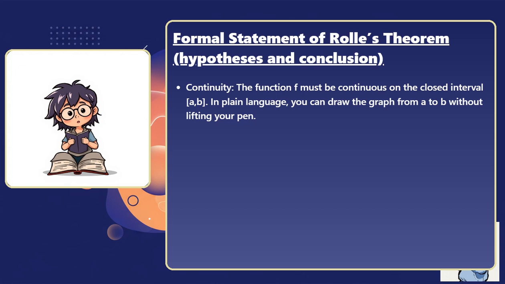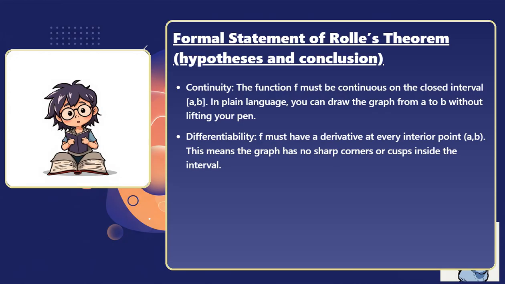Continuity: the function f must be continuous on the closed interval a to b. In plain language, you can draw the graph from a to b without lifting your pen. Differentiability: f must have a derivative at every interior point a to b. This means the graph has no sharp corners or cusps inside the interval.